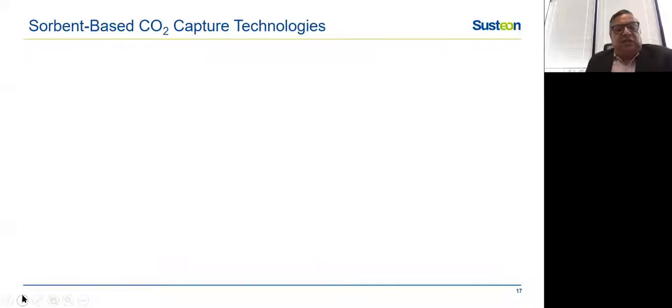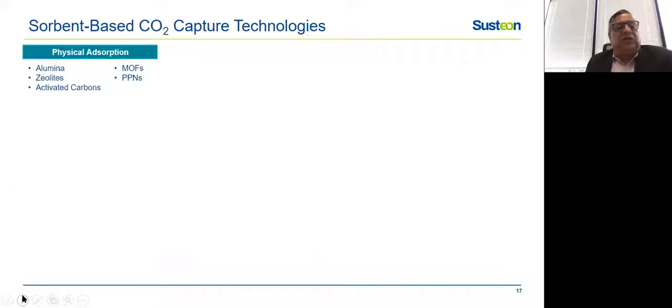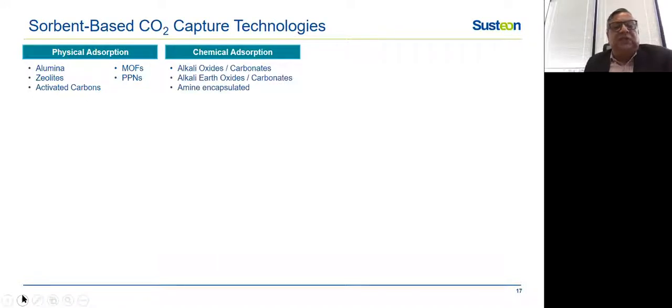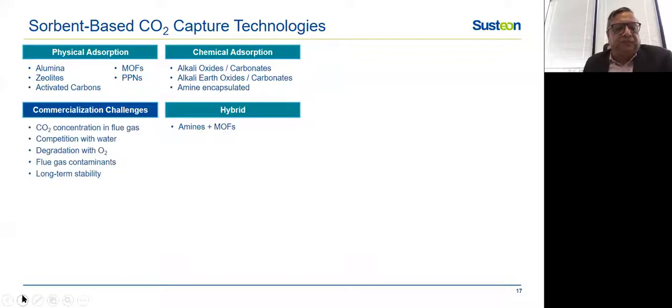So just briefly touch upon the sorbent-based CO2 capture technologies. You'll hear that in the next presentation, but just to give you various options: physical adsorption, the work which is being done in alumina, zeolites, activated carbons, MOFs, porous polymer networks, then chemical absorption, like mostly alkali oxide materials, and also the amine-encapsulated solvents. There are hybrid materials where you combine the best properties of amines and metal organic frameworks.